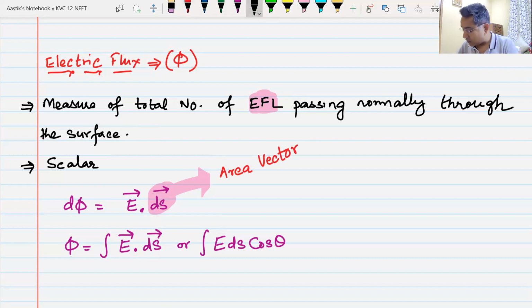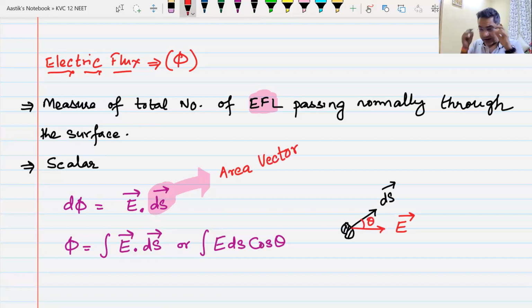And what is this cos theta? If I say that this is my area ds, ds vector, E is the direction of electric field, theta is the angle between electric field and area vector. Do we understand this? Yes, sir. So it is the integral of E into ds into cos theta.